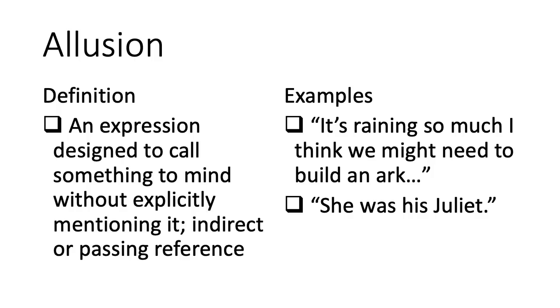"She was his Juliet." This is really saying that he cares so much about her, he would go to the ends of the earth for her. And maybe it didn't work out because, of course, Romeo and Juliet didn't quite work out in the story. They didn't get to live their lives together. Yeah, a reference to Romeo and Juliet and how much someone cares about someone else.